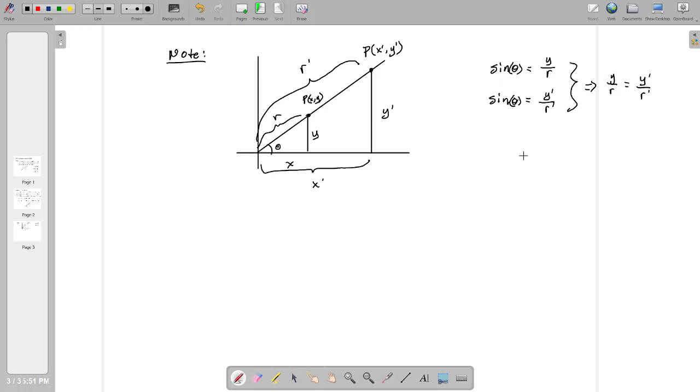We can say the exact same thing for cosine. Cosine of the same angle theta, because this angle doesn't change, we have that cosine of theta is equal to x over r, and the same angle, cosine of theta, is equal to x prime over r prime. And again, because this angle doesn't change, and cosine is well defined, these two values are exactly the same, which means that x over r is exactly the same as x prime over r prime.